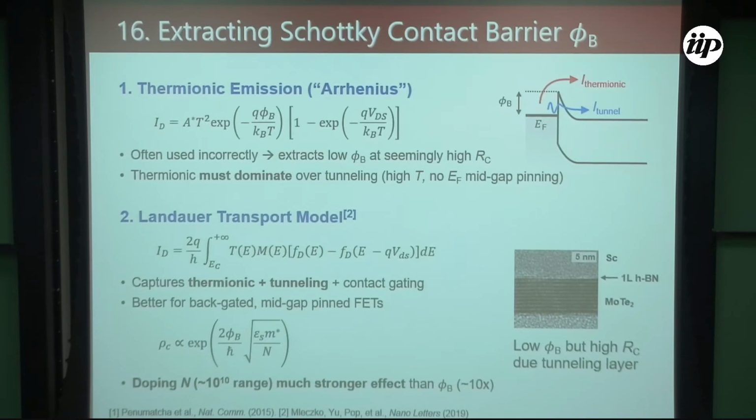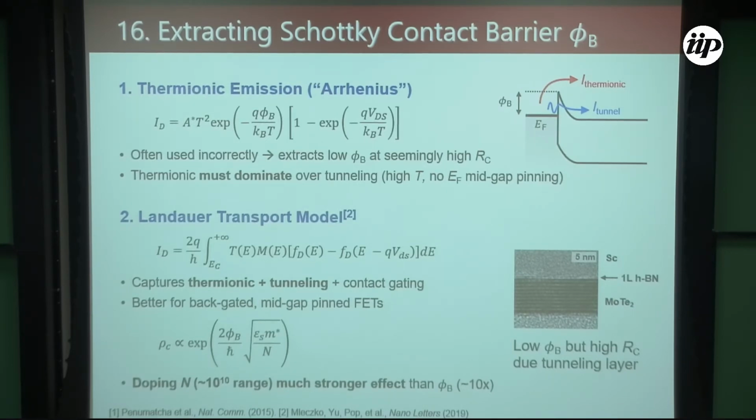That's number 1 reason. So people use this expression to extract the thermionic emission at the Schottky barrier and whatnot. But you can really only use this when thermionic emission dominates over tunneling. And that's not always the case with these 2D contacts. It's just not. So there's a better model, which was proposed by Professor Jörg Appenzeller and the student Penumacha from Purdue a few years ago, which is more of a Landauer transport model, and it includes thermionic and tunneling and even contact gating if you want it. It's just a little bit more complicated to implement. So that actually will give you the correct Schottky barrier.